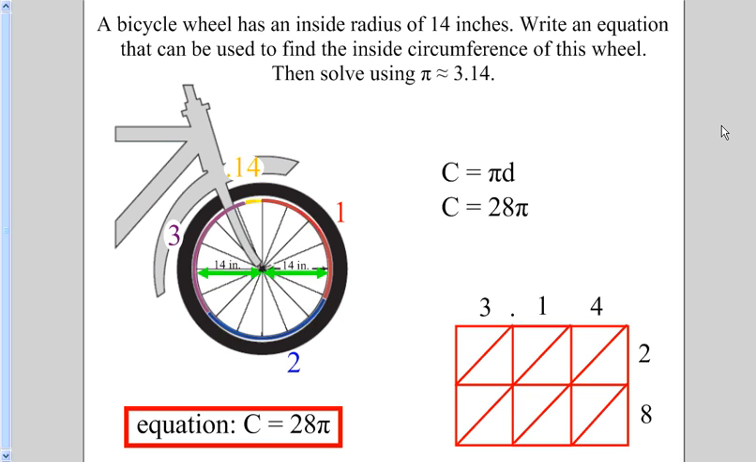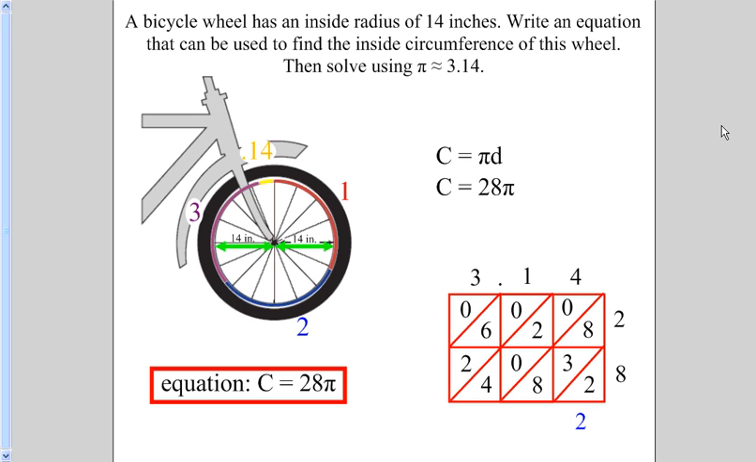2 times 4, 4 times 2 is 8. And 4 times 8 is 32. And 1 times 2 is 2. 1 times 8 is 8. And 3 times 2 is 6. And 3 times 8 is 24. Now with our multiplication done, the lattice method allows us to do the multiplication first and then the addition next.